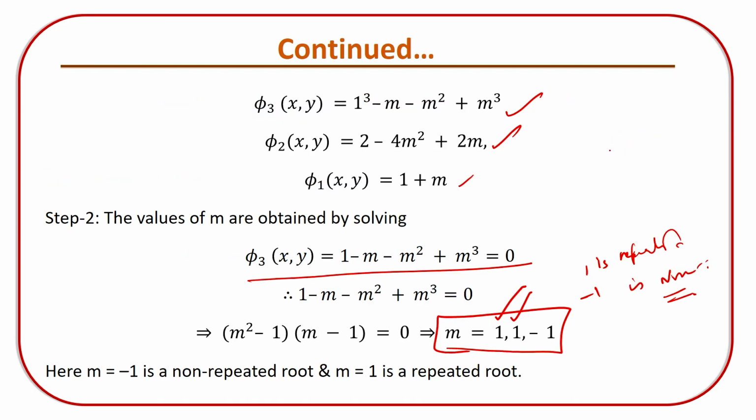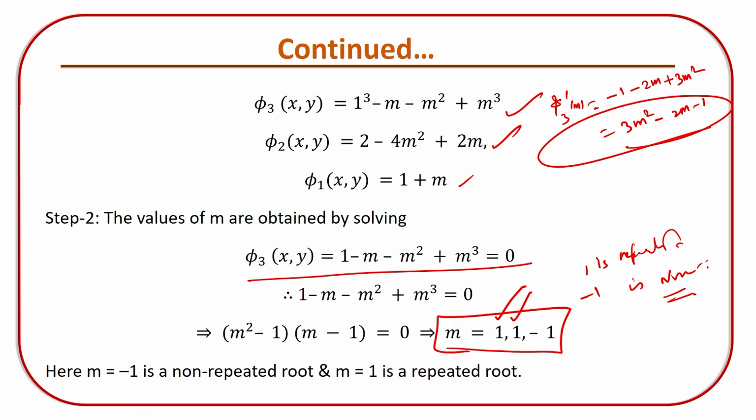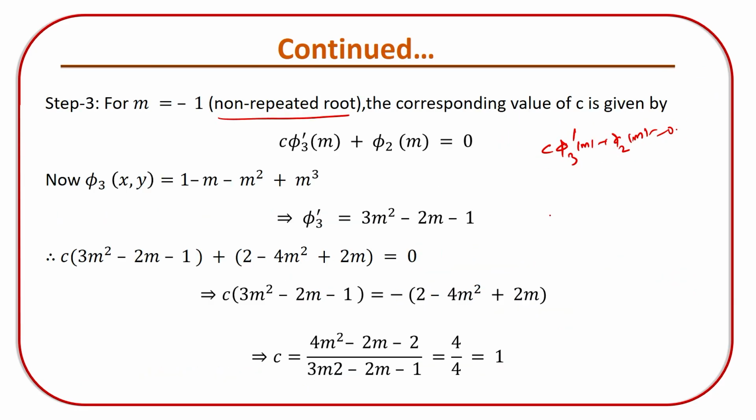And what will be phi 3? Phi 3 is given here. So, can I obtain phi 3 dash m? Of course, I will. This will be minus 1 minus 2m plus 3m square. So, this comes out as 3m square minus 2m minus 1. Here is phi 3 dash m. Now, phi 2 m is given already.